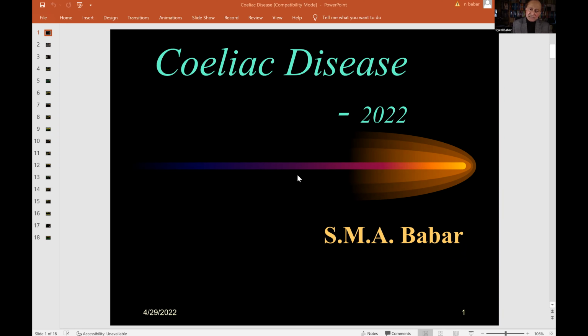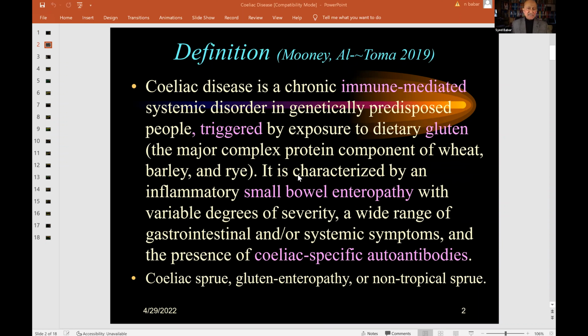First of all, let us describe and define celiac disease. It's a chronic autoimmune, immune-mediated systemic disorder showing itself up in the gastrointestinal tract, but elsewhere as well, occurring in those genetically predisposed people who have carried the appropriate genes, but it is triggered by exposure to the body of dietary gluten, which is a major complex protein component of wheat, barley, and rye.